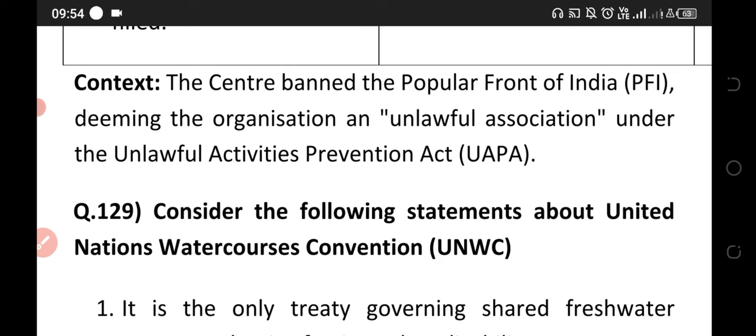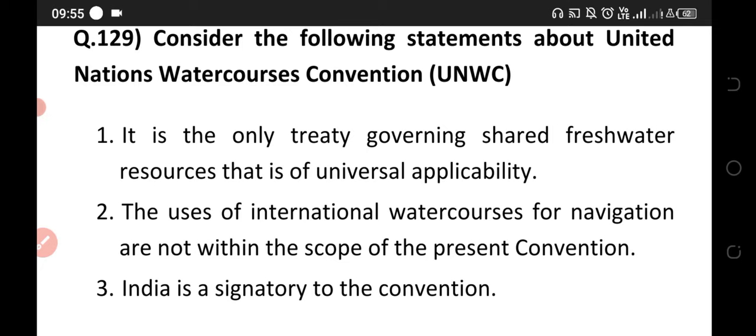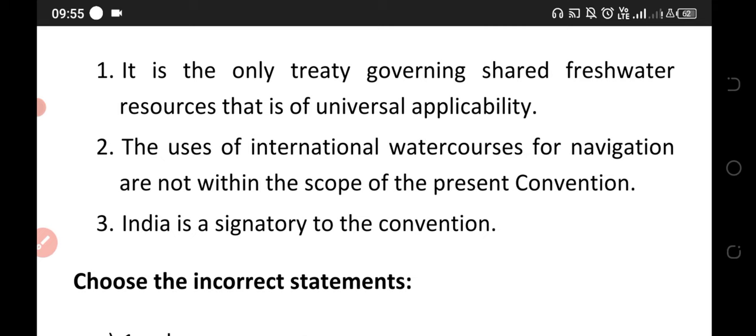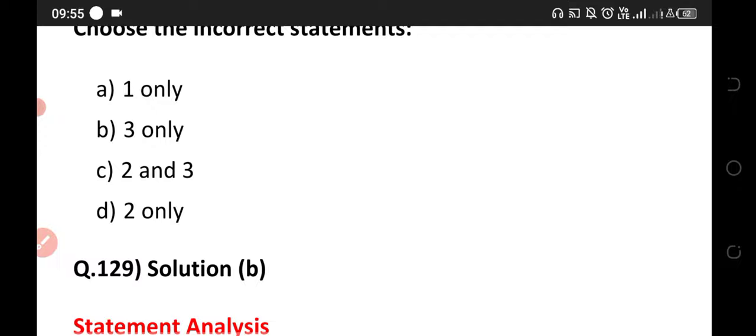Consider the following statements about the United Nations Water Course Convention, UNWC. It is the only treaty governing shared freshwater resources that is of universal applicability. The use of international water courses for navigation is not within the scope of the present convention. India is a signatory to the convention. Which are correct about the United Nations Water Course Convention? I think B is the right answer. Only the third is incorrect.